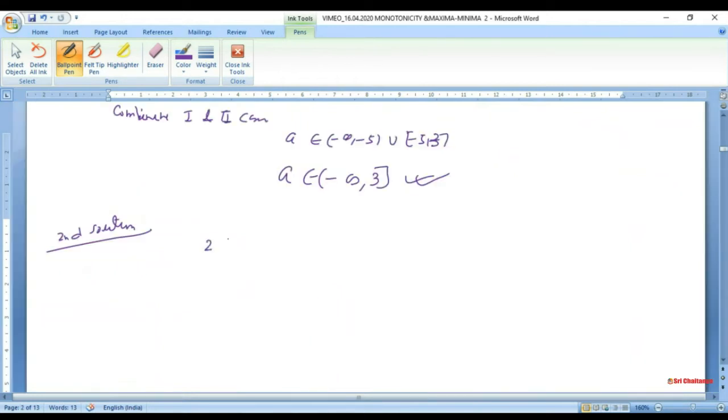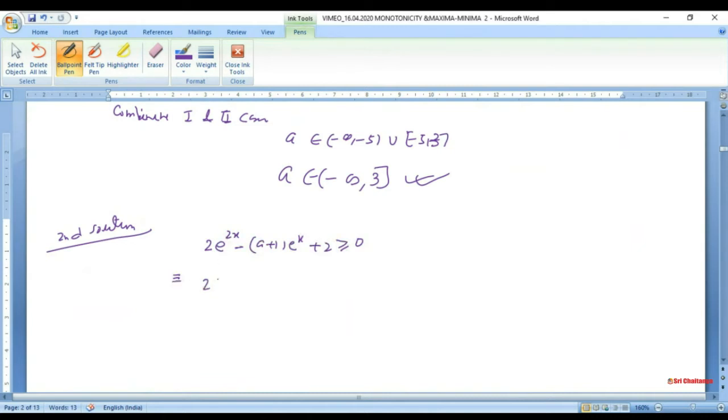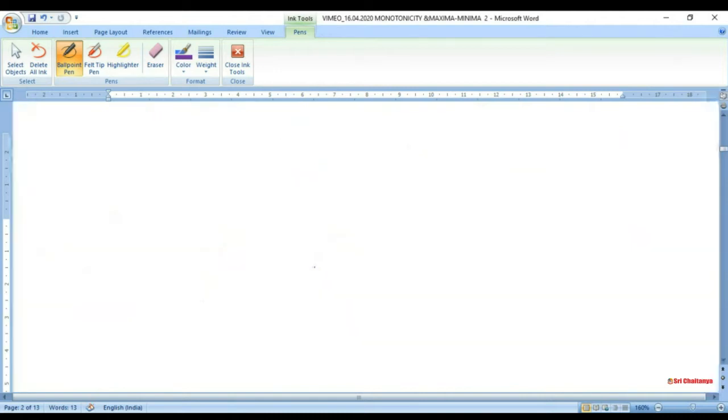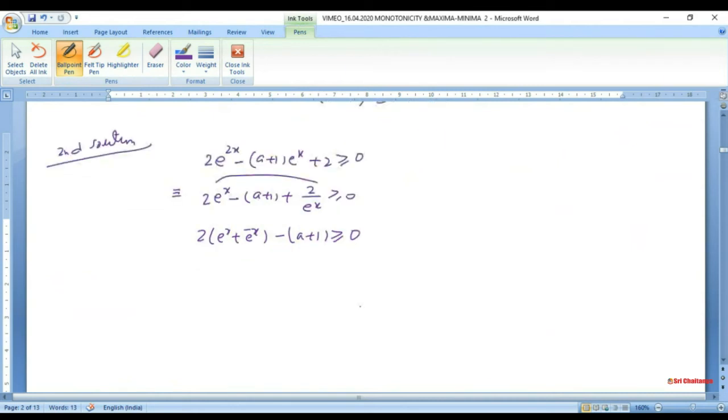Now you want all such numbers a such that 2e^(2x) - (a+1)e^x + 2 ≥ 0 for each x. I can divide by e^x because that is positive. So it is equivalent, not a consequence, equivalent, to finding all a such that 2e^x - (a+1) + 2/e^x ≥ 0. I can combine these two. That is 2e^x + e^(-x) - a + 1 ≥ 0. So now I want to solve this.